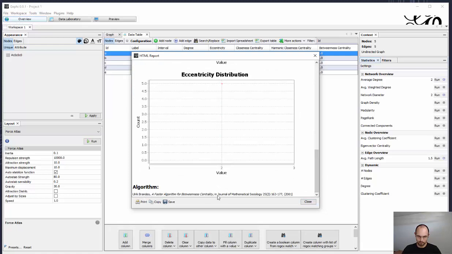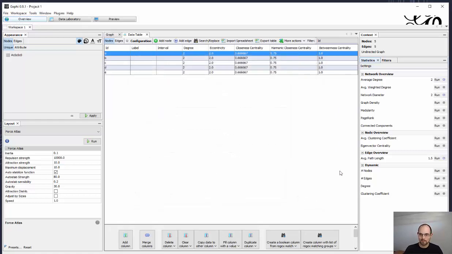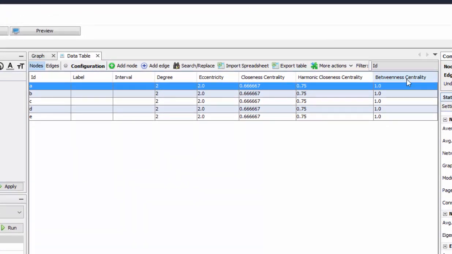We also see what kind of algorithm has been used to calculate this, because what we're now presenting as a quite straightforward taxonomy of centrality scores is actually quite complicated, and there are many variations of everything, so it is important to have the reference here. And now what is added is, as you can see, the closeness centrality and the betweenness centrality.